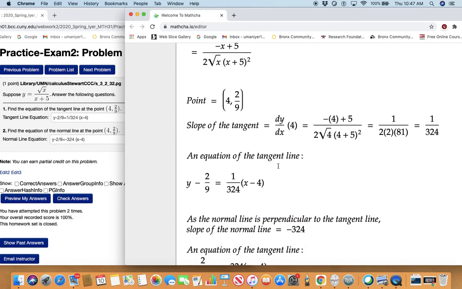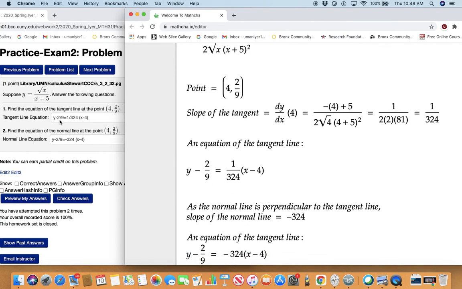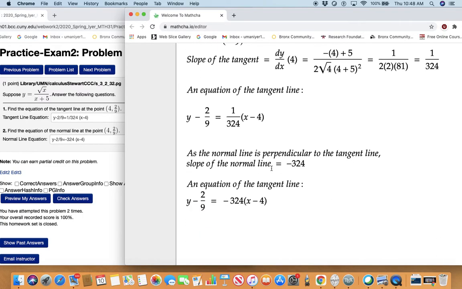So an equation of the tangent line is y minus y coordinate equals slope times x minus x coordinate. So that's the equation of the tangent line. Y minus y coordinate equals slope times, don't forget parentheses, x minus x coordinate of the point. Normal line is perpendicular. So slope of a perpendicular line is opposite reciprocal. This is positive, so now this is negative. Reciprocal of this is 324. So that's my slope. So y minus y coordinate is the slope of the normal line times x minus x coordinate.